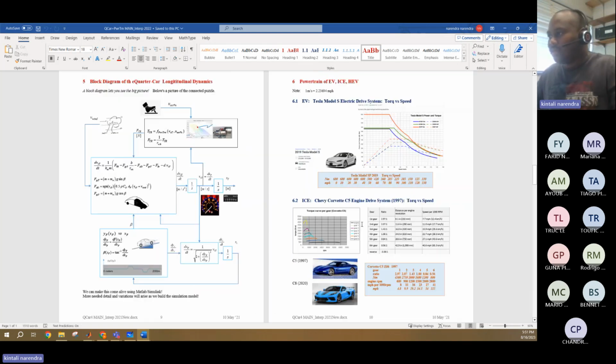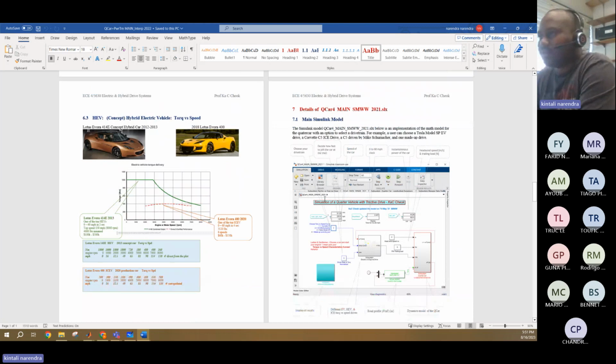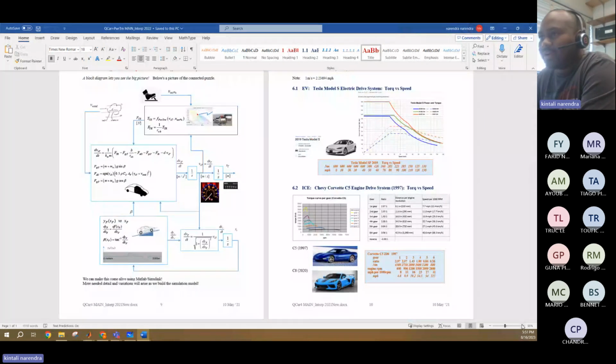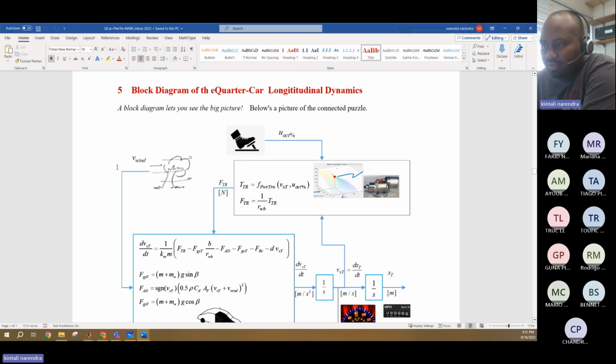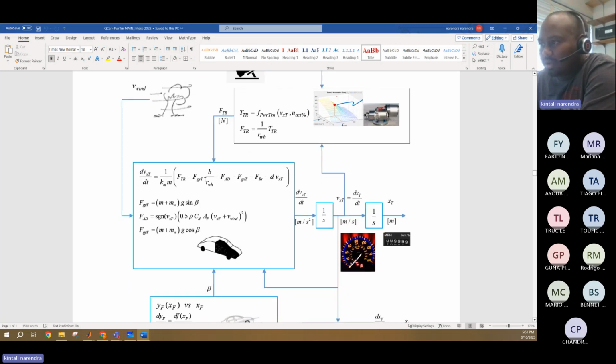If you can see here, this is the tractive force. Tractive force is from any kind of drive system. It can be an electric motor, or it can be a gasoline engine. So the tractive force you are receiving, you provide it to the equations. Then from V wind, you will be finding FAD. If you make V wind 0, FAD will be 0.